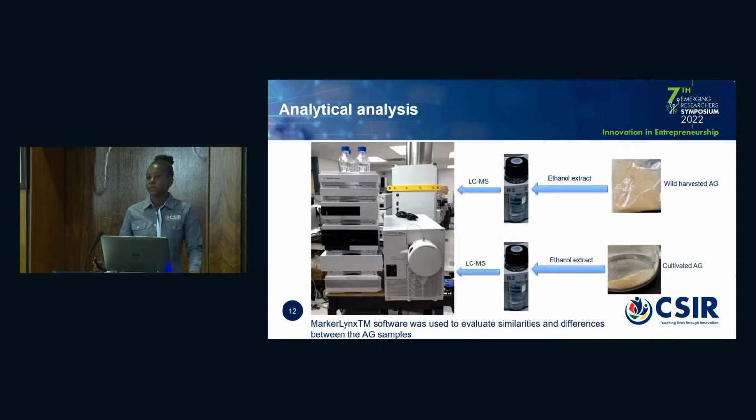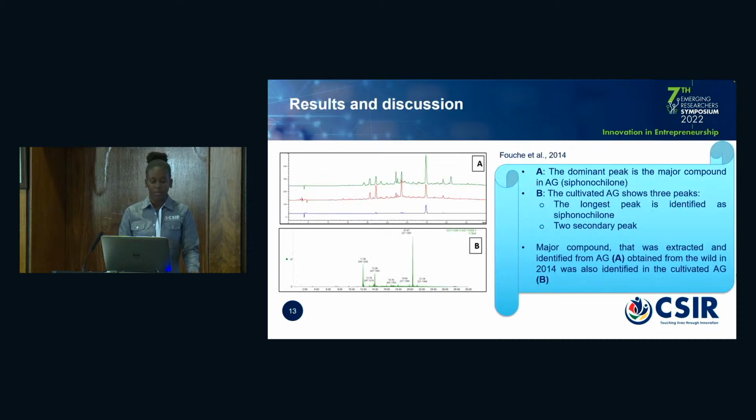The LCMS machine was used, and the MarkerLynx software was used to compare the similarities and differences in the 2 African ginger samples. Both wild harvested and cultivated African ginger samples were sent through the LCMS. These are the results of the chromatogram of the 2 African ginger samples.